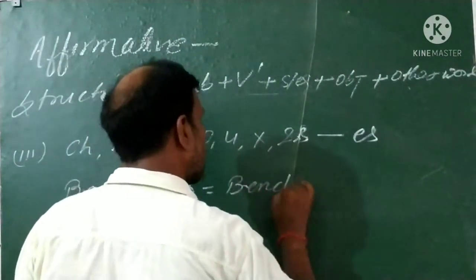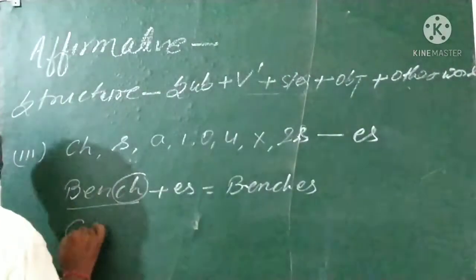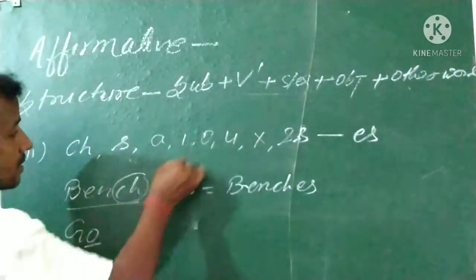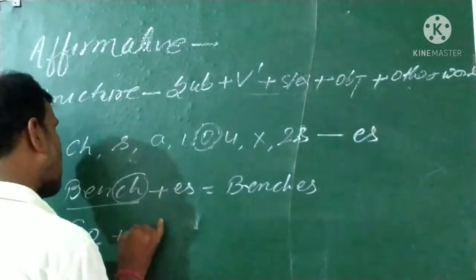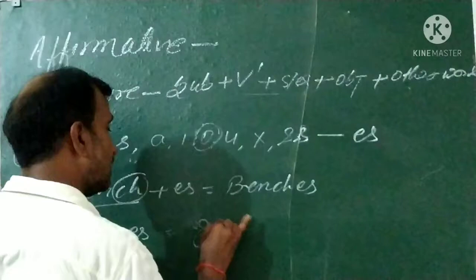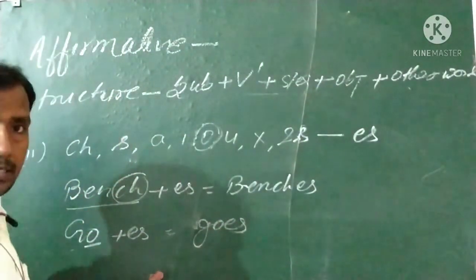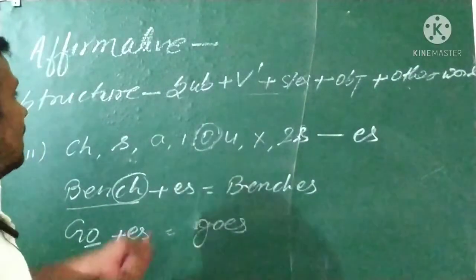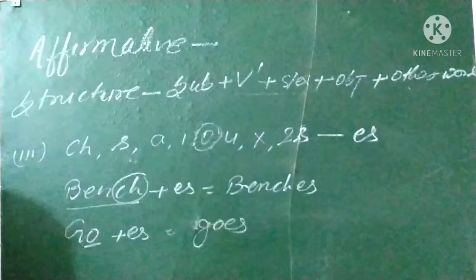Go, which ends with the vowel sound O, you have to write ES here. That means it will be goes. Have you got this sense? Now I am going to take some examples of present indefinite affirmative sentences.